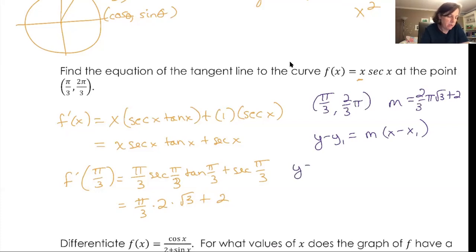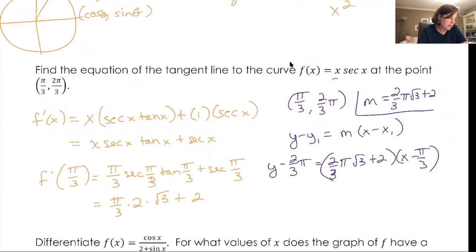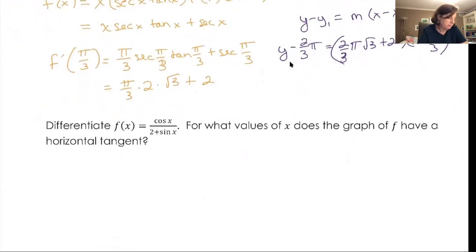Y minus y1, my y1 is the 2/3 pi, equals the slope right here. That's the slope, so 2/3 pi root 3 plus 2. All of that, I should have parentheses around that because that's all getting multiplied by x minus my x1 value, which is the pi over 3. There we go. And you can leave it like that. Glory be, right? You don't want to be simplifying that. All right, so that's the equation of the tangent line to the curve at that point.